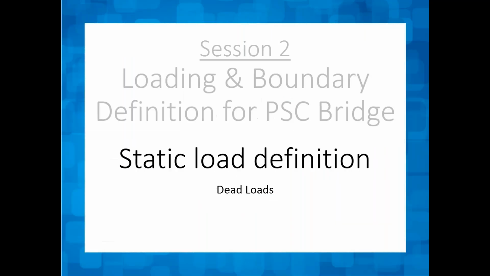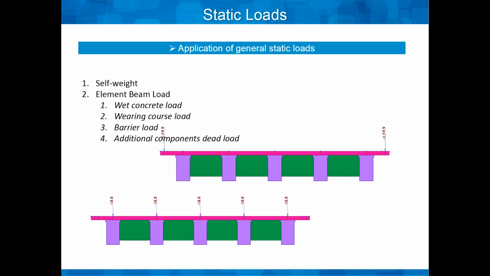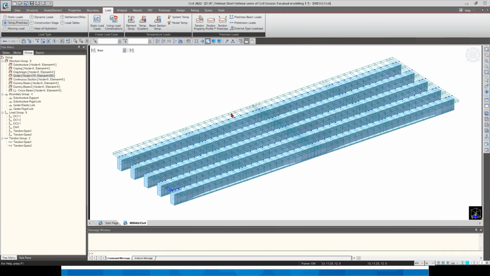Now let's move ahead to the next part, that is the dead loads. The dead loads would include self-weight and wet concrete load, because before the deck is cast, there will be some wet concrete load of the deck, which will act on our girders and diaphragm. So we will apply wet concrete load, and then there will be wearing course load, and barrier load as well, and any additional component dead loads can be assigned. So let's go ahead now and apply these static loads.